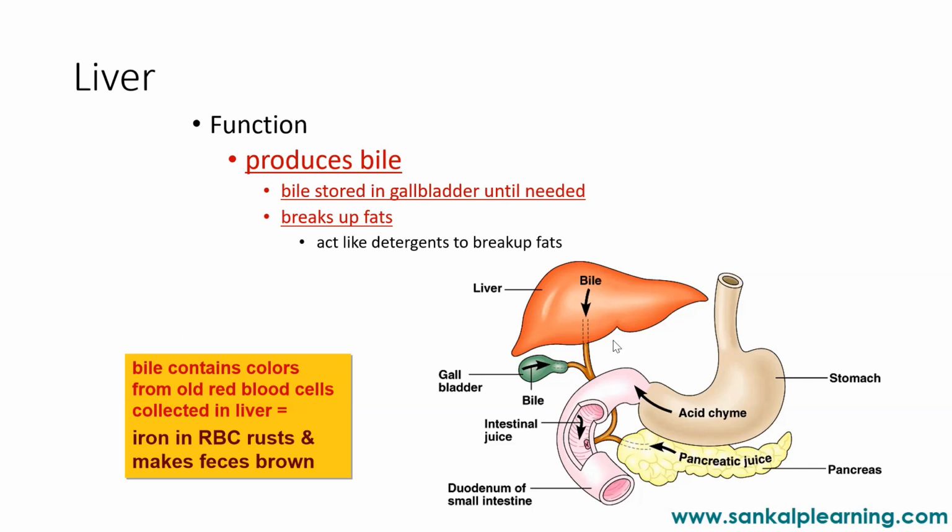Next, bile juice alli contains old red blood cells collected in the liver. So bile contains colors. Bile juice color ಹೇಗ್ ಬಂದಿರತ್ತೆ ಅಂದ್ರೆ, it is by the old red blood cells from the liver. Okay, iron in RBC rusts and makes feces brown. So whenever we see our feces, our excreta will be brownish or dark yellowish in color. Why? It is due to the bile juice. So bile juice in the liver has a color. It takes the color from the RBCs, that is red blood cells of the liver.